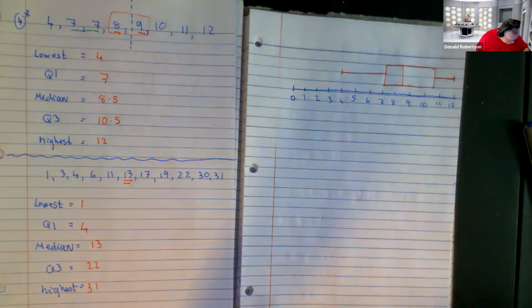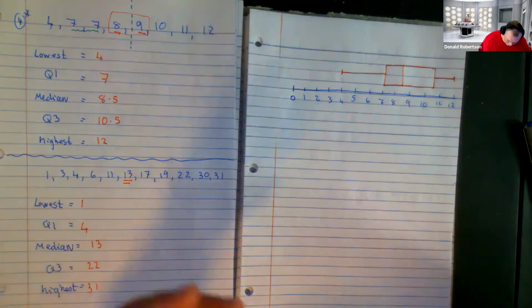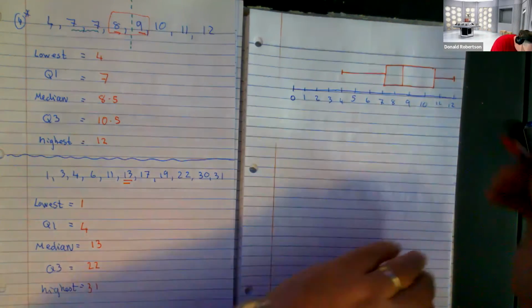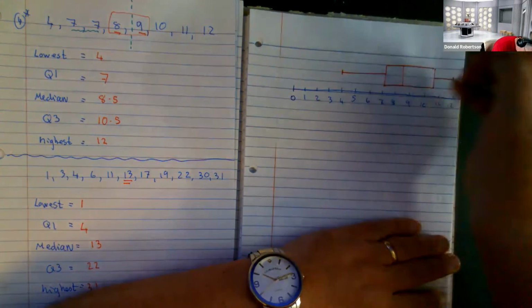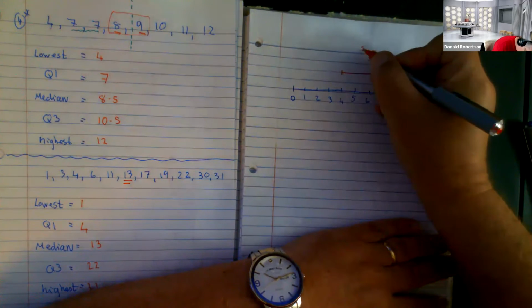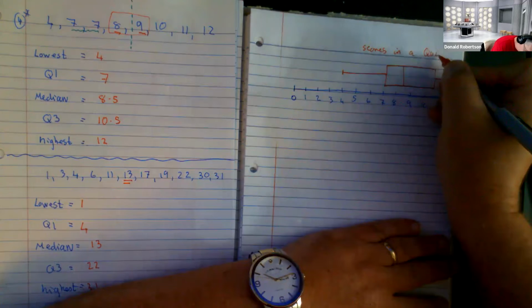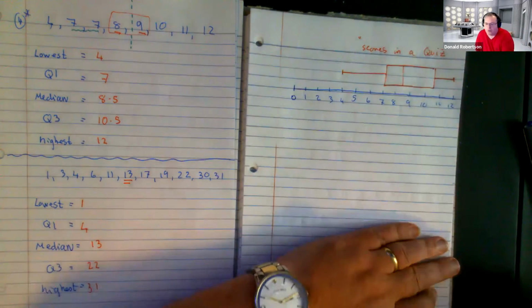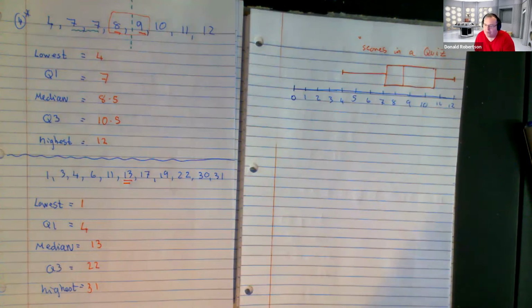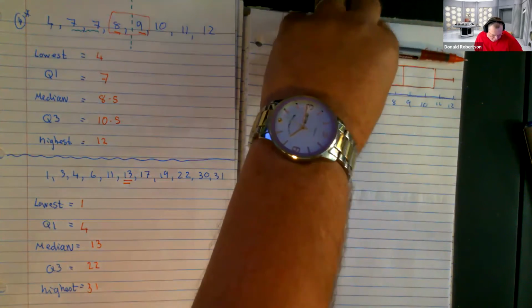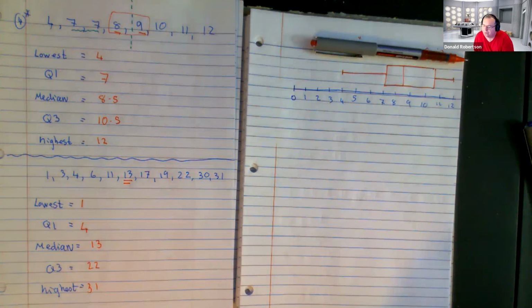And if the data had some context to it, you would put a label up here and you might say things like scores in a quiz, or number of children in family, or how many coins were in your pocket, or whatever the data is, right? If it had a context. If it doesn't have a context, you would just do the picture, right? That's all you would do.